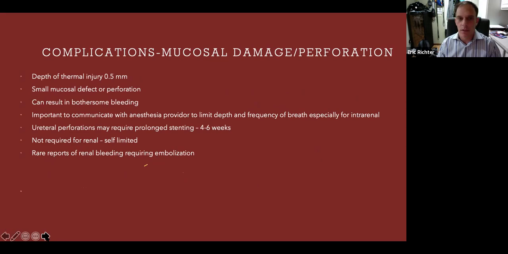So the first one is mucosal damage or perforation. The typical depth of thermal injury is about half a millimeter, so not very deep. You can get either small mucosal defects or perforations. Sometimes these perforations, if you hit the right spot, can result in very bothersome bleeding.